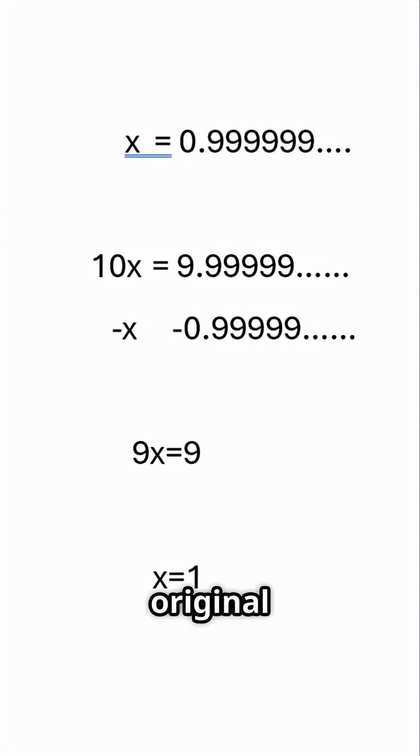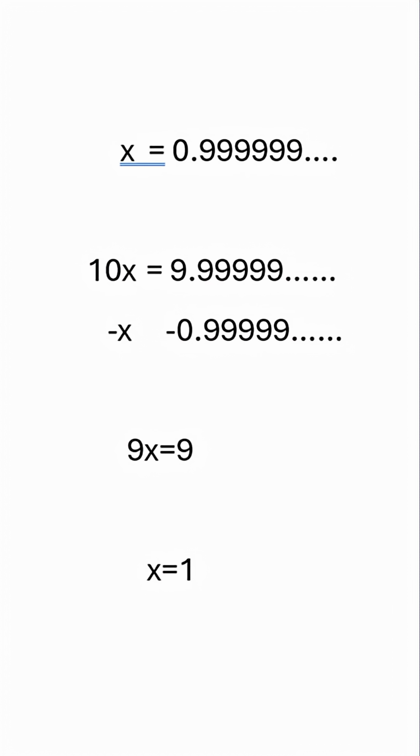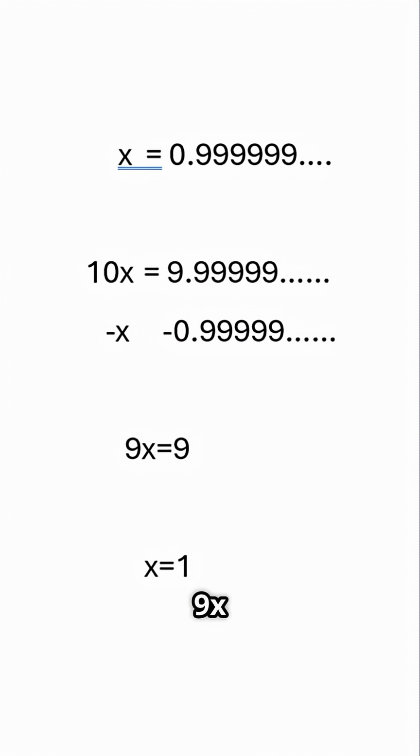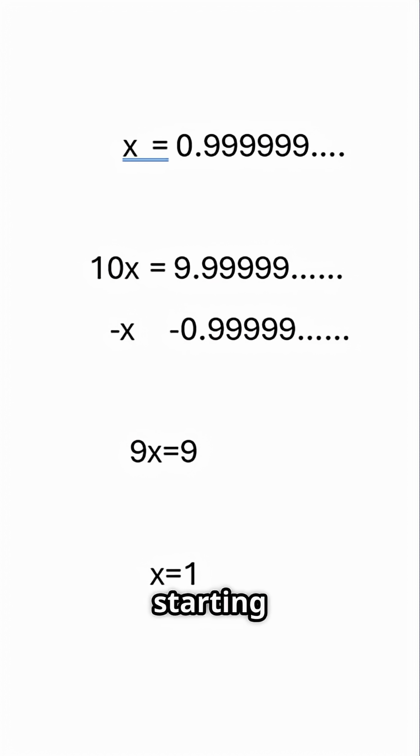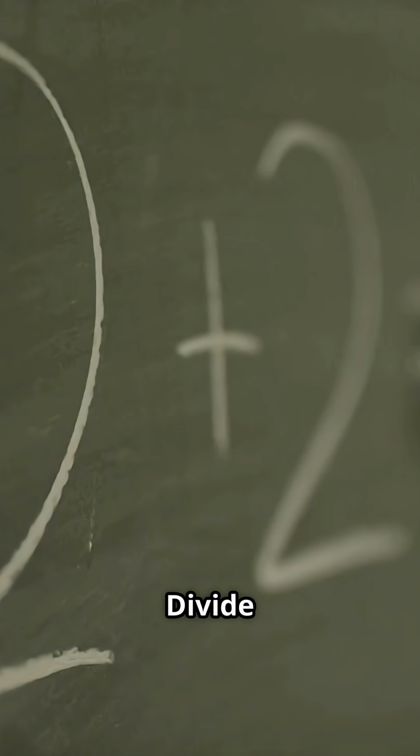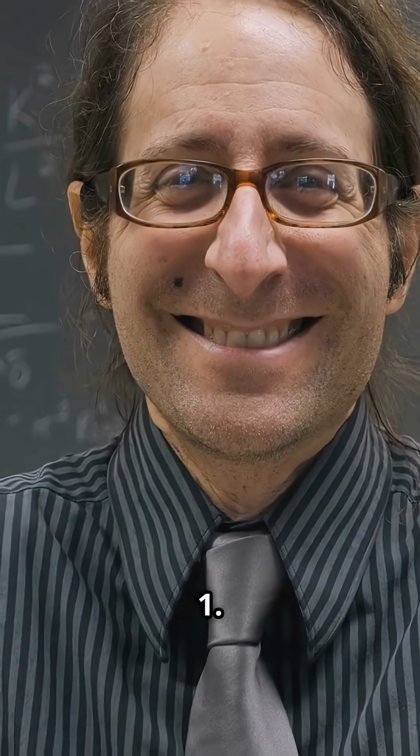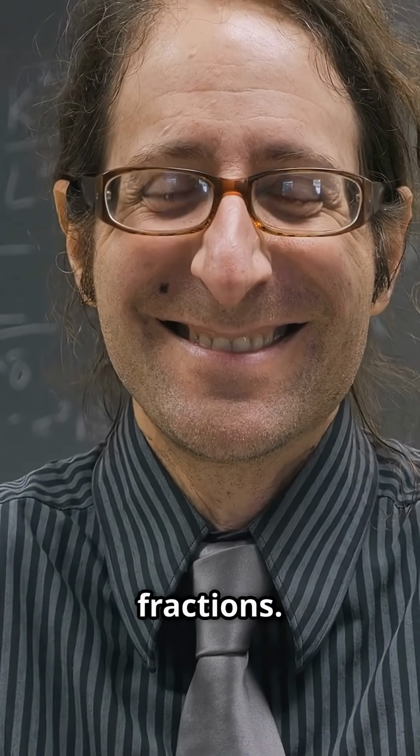Next, subtract the original x from both sides. This step is crucial. Now you have 9x equals 9. It's starting to come together, isn't it? Divide by 9 and what do you get? The answer is simpler than you might think. X equals 1, boom. 0.999 equals 1.